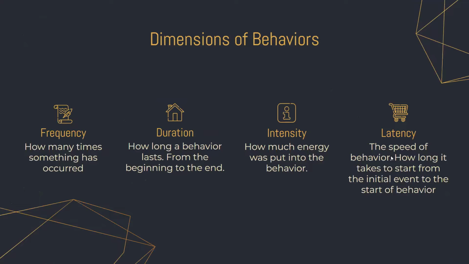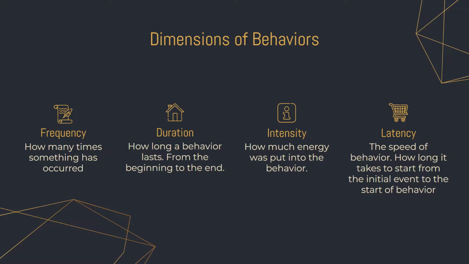So here are some dimensions of behavior, and I will be using the example of a race to express each of these dimensions. So frequency is how many times something has occurred. So something in a race that we can count as frequency is how many times does the runner's foot hit the floor during a certain racing period. Duration is how long a behavior lasts. So in a race, this is probably how long the racer took from the beginning to the end.